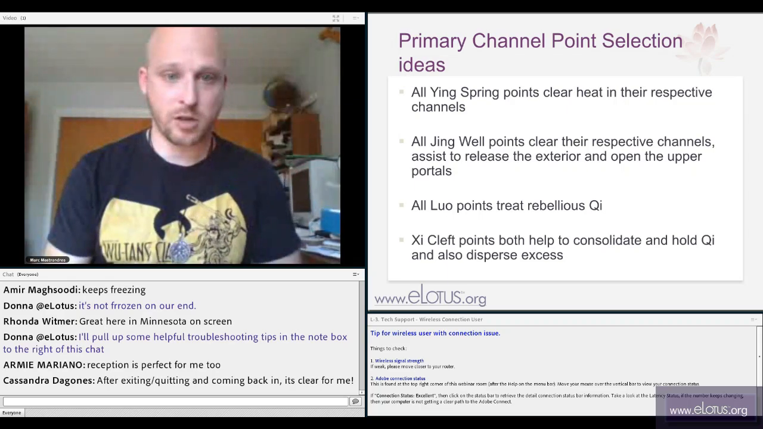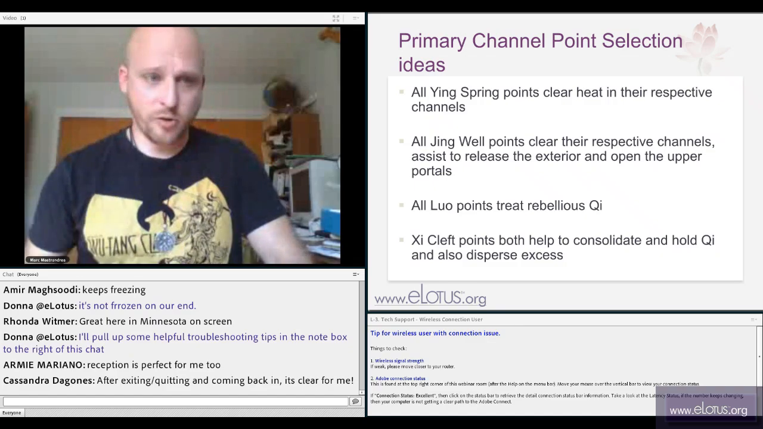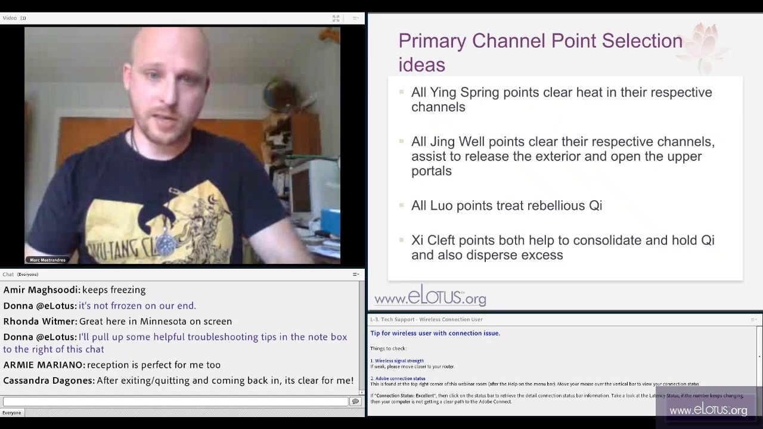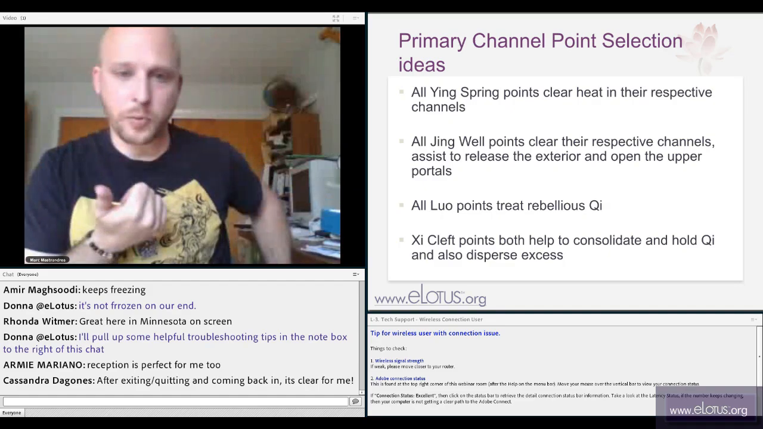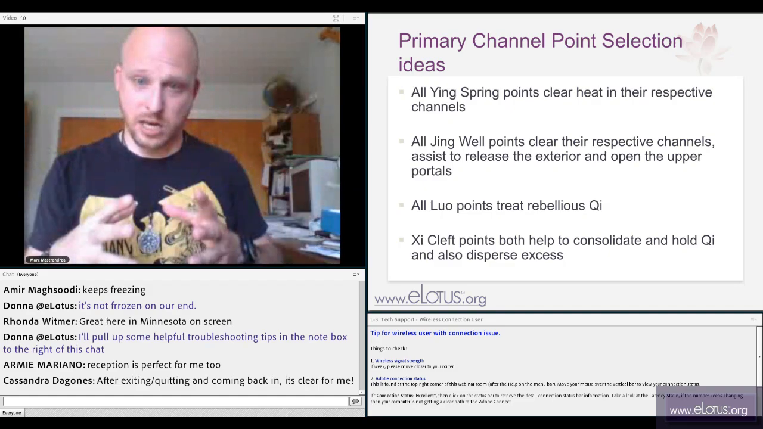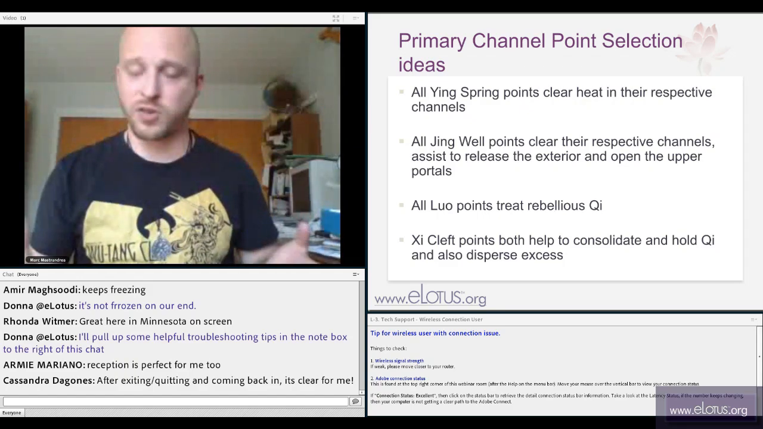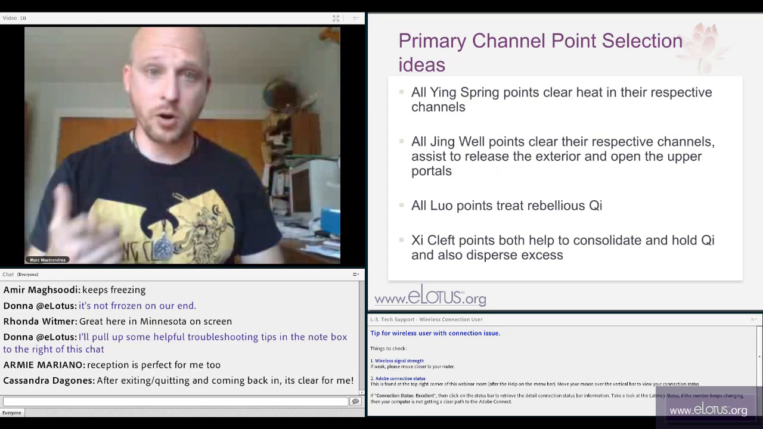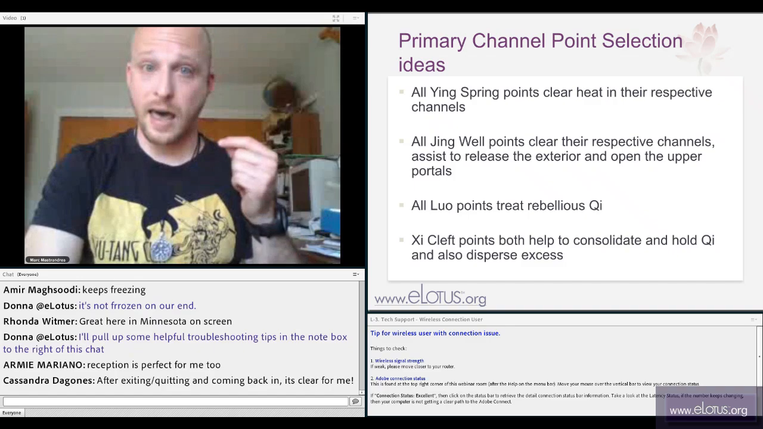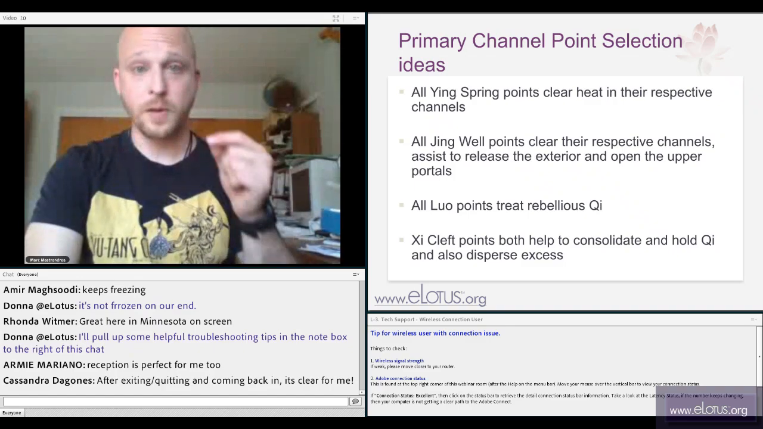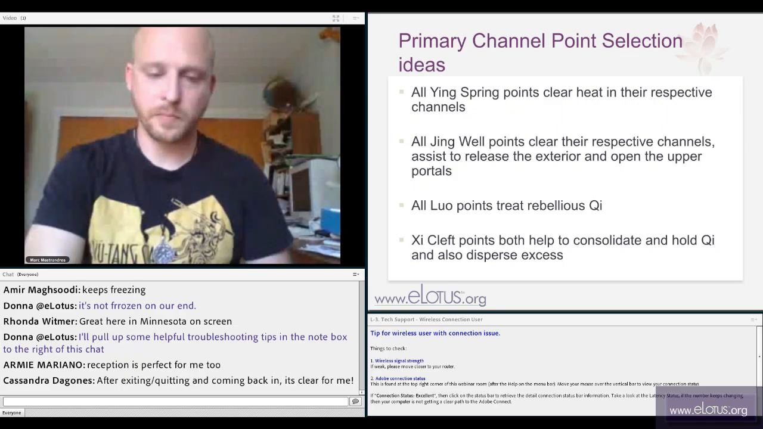All low points treat rebellious qi. So remember, if you have a patient who's having trouble breathing, that's rebellious qi. You can calm and sedate that rebellious qi and help to anchor things by using low points in your treatment. Qi cleft points both help to consolidate qi and hold on to it if they're deficient, but it also helps to disperse excess qi. A lot of these are just Chinese medicine 101. You already have these. You've already studied these. These are solid, and they work every time when you're dealing with COVID or something like that comes in the exterior.